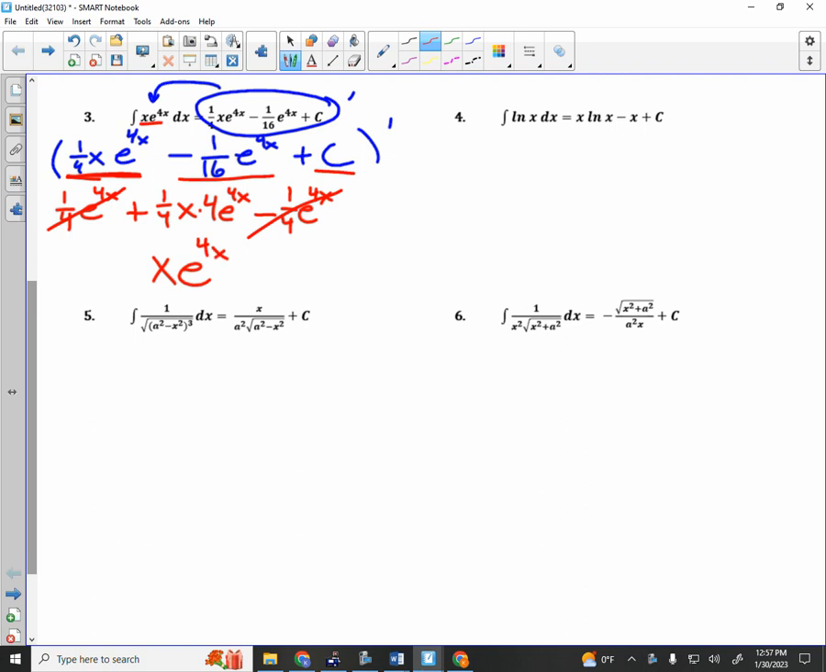How'd you get that? I know how I got the 1/4. I know how you probably got the 1/4. You had to do the product rule? Product rule. Yep.